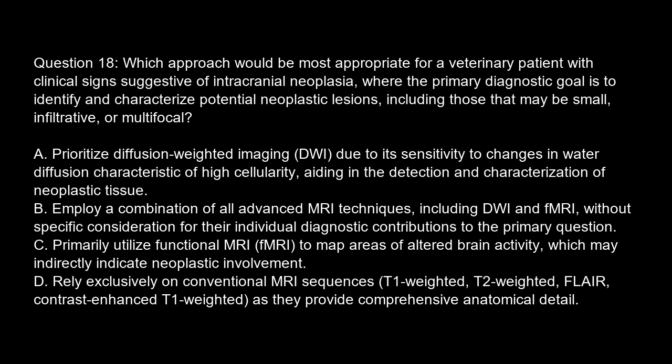Option B. Employ a combination of all advanced MRI techniques, including DWI and fMRI, without specific consideration for their individual diagnostic contributions to the primary question. Option C. Primarily utilize functional MRI, fMRI, to map areas of altered brain activity, which may indirectly indicate neoplastic involvement. Option D. Rely exclusively on conventional MRI sequences, T1-weighted, T2-weighted, FLAIR, contrast-enhanced T1-weighted, as they provide comprehensive anatomical detail.